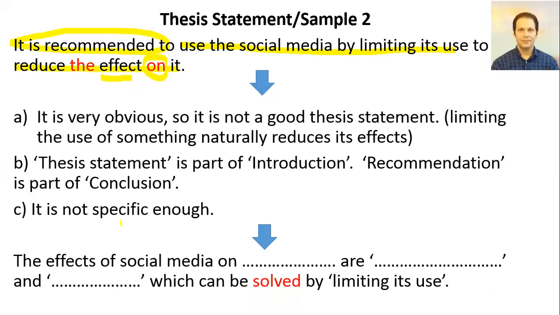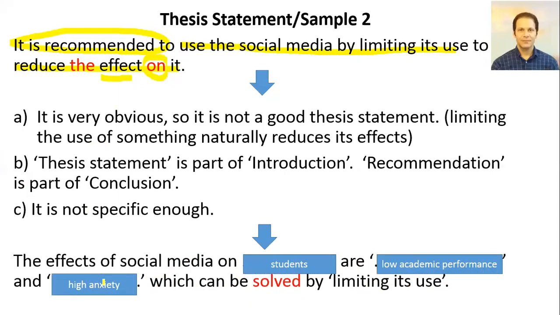The effects of social media on, and of course here I can use a group of people, are A and B, which can be solved by limiting its use. Now what can we put here? I mean, in the first, second, and the third gaps here, it depends on your findings. For example, the effects of social media on students are low academic performance and high anxiety, which can be solved by limiting its use. Of course, depending on your paper, you might want to change them.